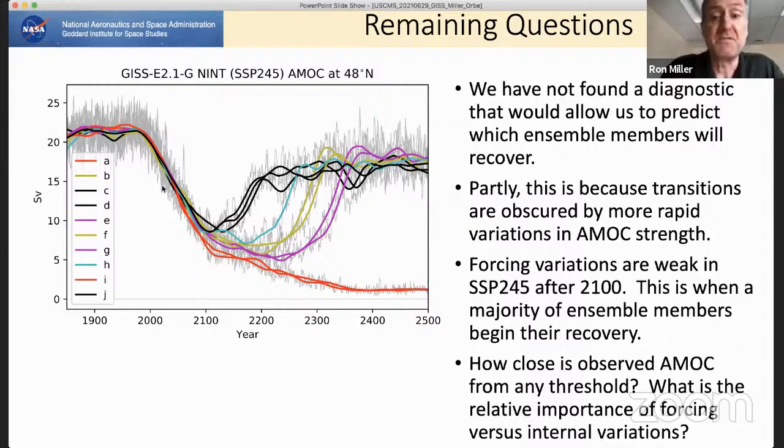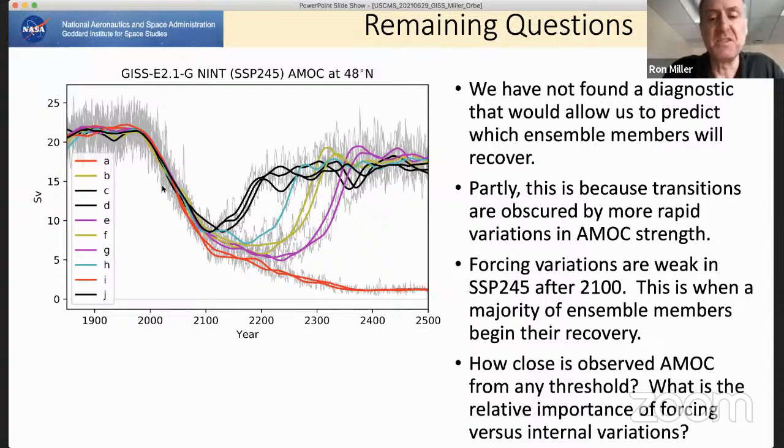As to why this happens after 2100, I think at least part of the reason is that the forcing variations in SSP 4.5 are weak after 2100. And this is when the majority of the ensemble members begin their recovery.